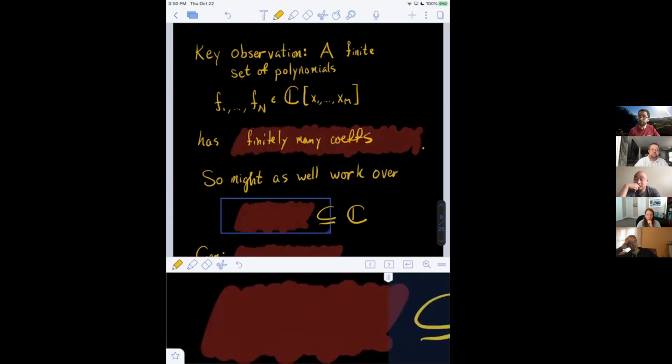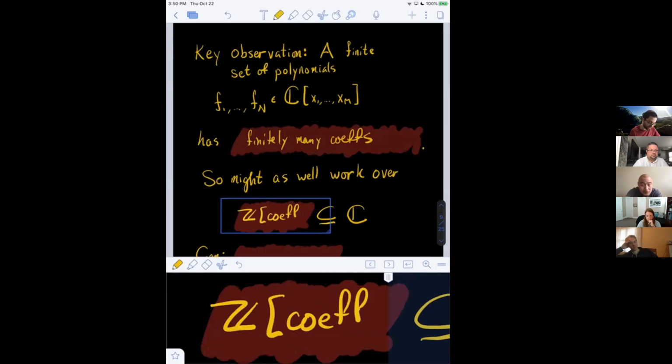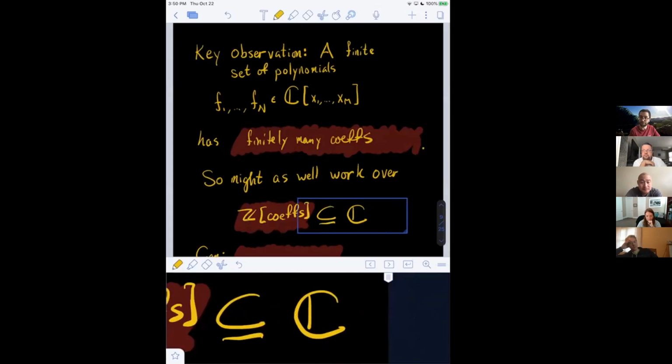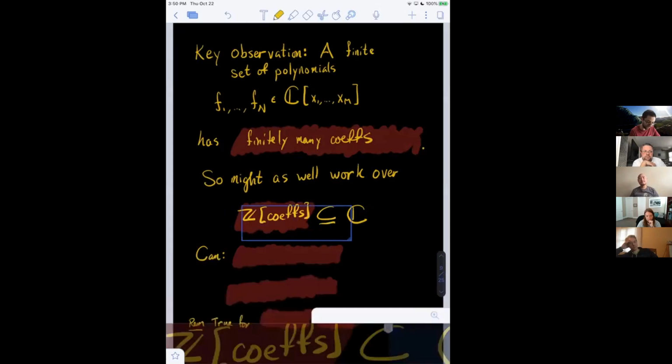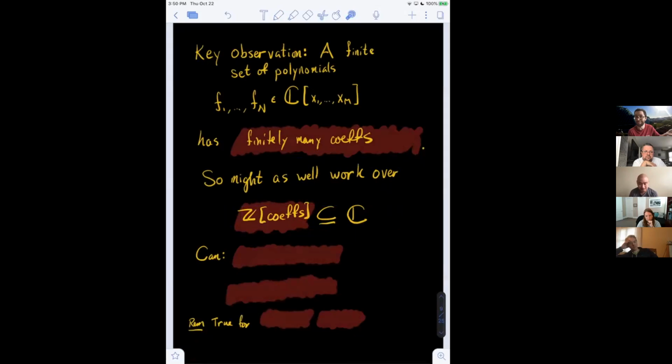So you might as well work over the subring of the complex numbers generated by the coefficients. This polynomial has coefficients in this ring, Z adjoin the coefficients. So maybe that's Z adjoin pi and e and the Euler-Mascheroni constant and Chaitin's constant and 1 over a billion and 1 over 7 and whatever you'd like, e to the 2 pi i over 7 someone gave me earlier. But this ring is something which you can take and reduce mod p.